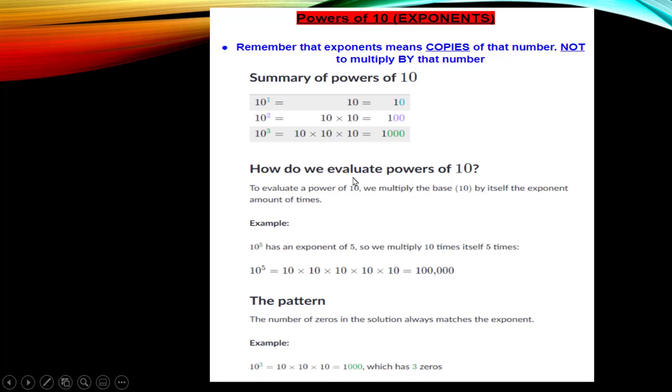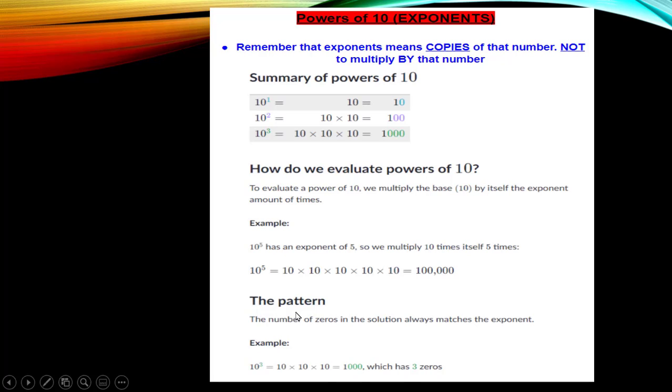So how do we evaluate powers of 10? To evaluate a power of 10, we multiply the base by itself, the exponent's amount of times. The exponent is telling us how many copies we get. So when we have 10 to the fifth power, the exponent's 5, so we multiply 10 times itself 5 times. So what that means is 5 copies: 1 copy, 2 copies, 3 copies, 4 copies, 5 copies. So when we multiply that out, that gives us 100,000.